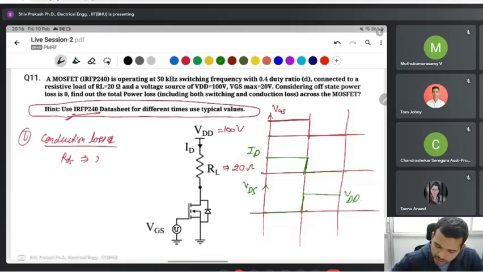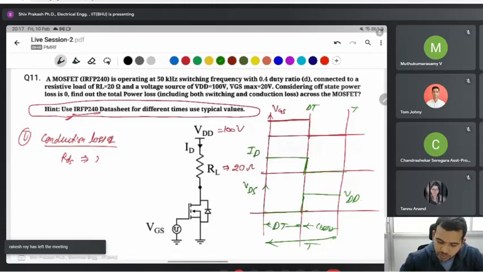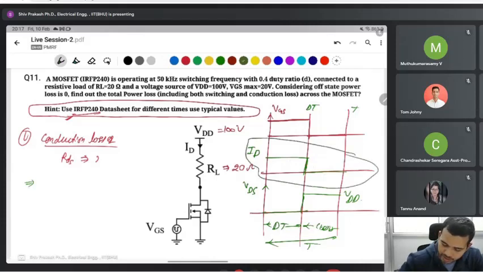And this is given the duty ratio. The on time is dT, and this one is 1 minus d, of the total time period T. RDS on is not given here; it is given in the data sheet, and you can find it there. And for ID, you should find the RMS value of the drain current. From this waveform you can find it easily.